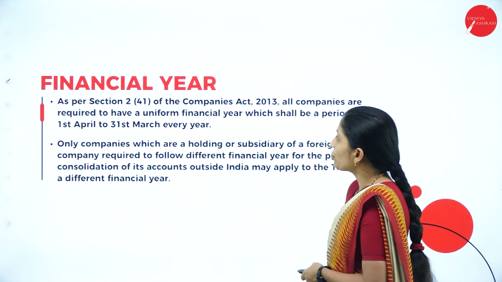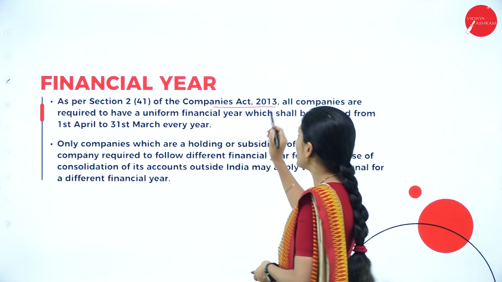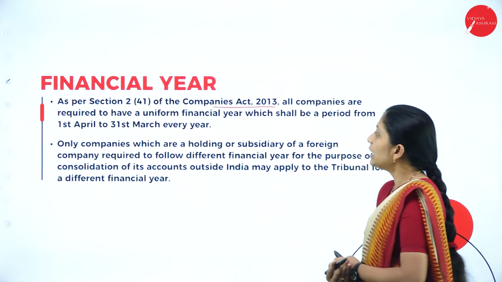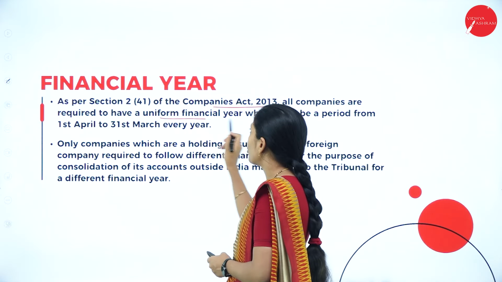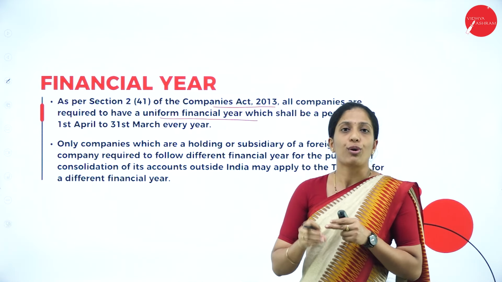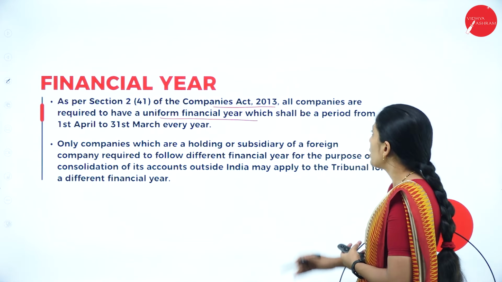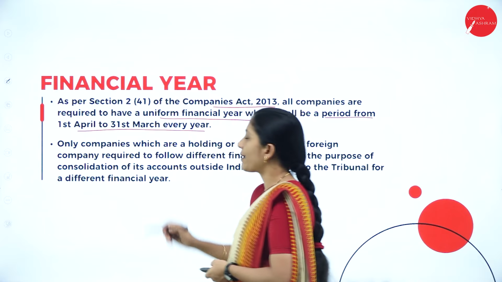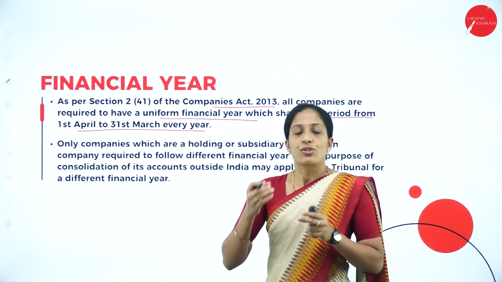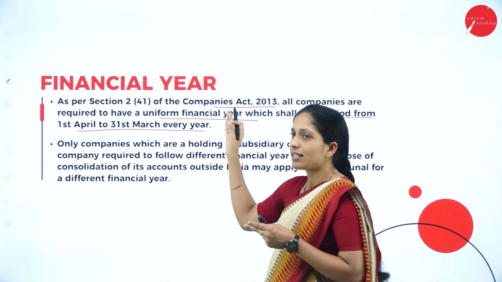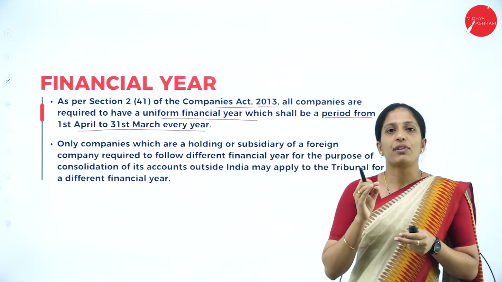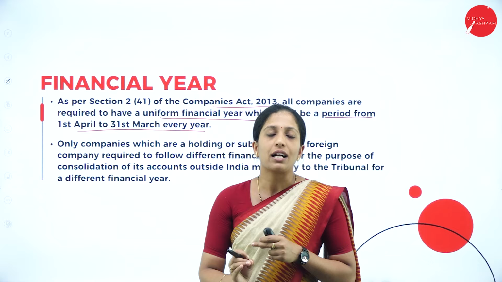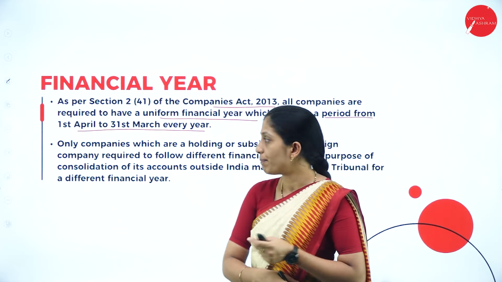As per section 2 subsection 41 of the Companies Act 2013, all companies are required to have a uniform financial year. Uniform in the sense what? We have to follow the same financial year, which shall be a period from 1st April to 31st March every year. So as per the Companies Act 2013, every organization has to follow a uniform financial year which starts from 1st April to 31st March.